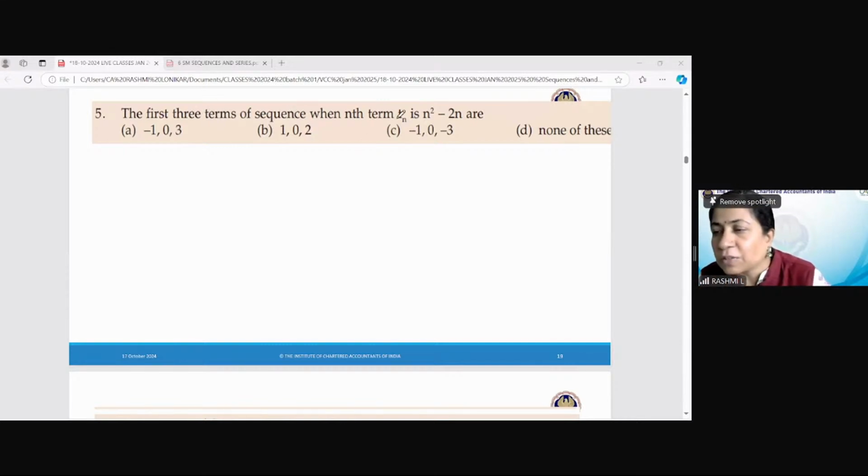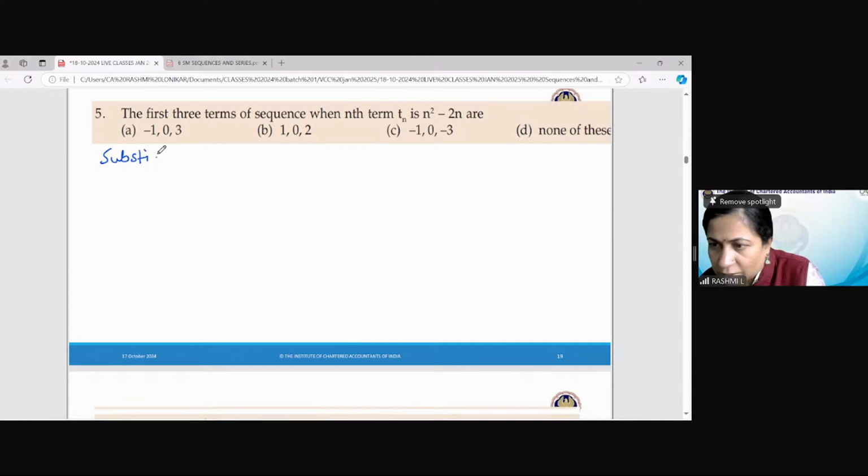First three terms of a sequence where the nth term is this. Okay. Now this you have to substitute. This is easily done by substitution. So n square minus 2n. What are we going to put? n as 1, 2, 3.